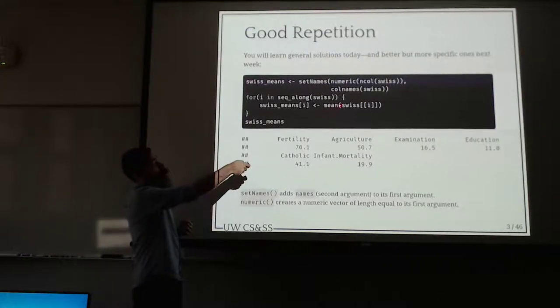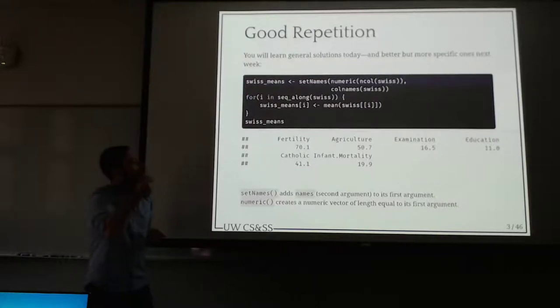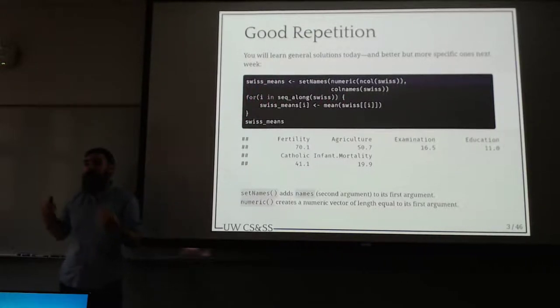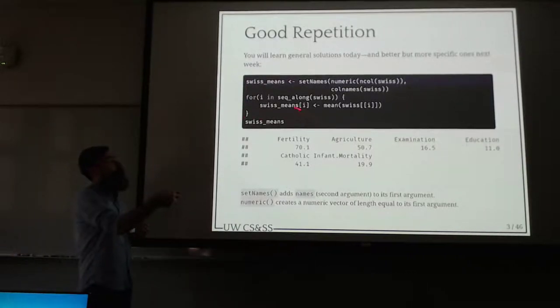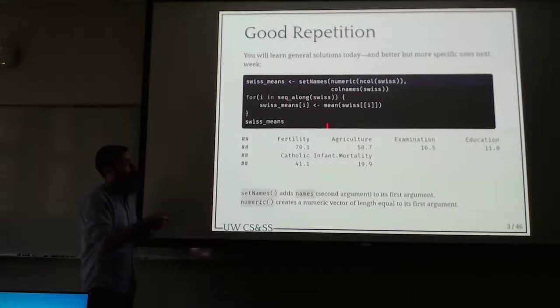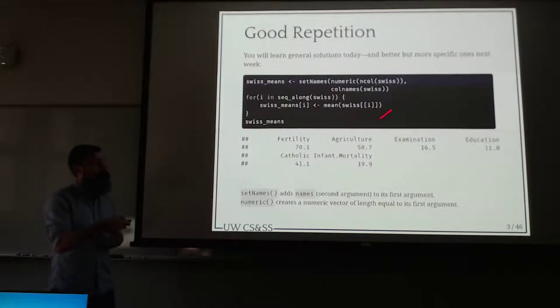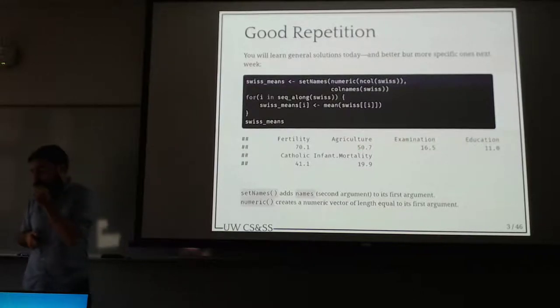I'm going to say what I want is the mean of Swiss, and then I have some code here that's going to tell the computer how to repetitively get those means over and over again, assign them to some object, and then display it. This is the means of all the variables in the Swiss data set without me ever having specified manually a single one of those variables.